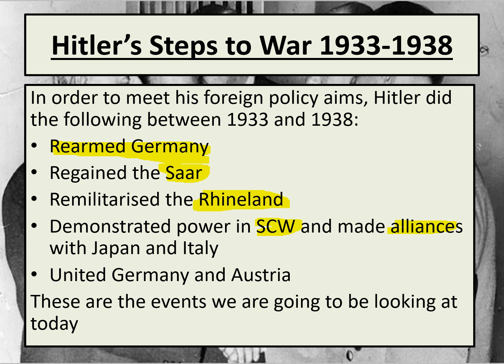And finally, we're going to have a look at the Anschluss and how he united Germany and Austria, something else that had been banned under the territorial arrangements of the Treaty of Versailles. These are our key focuses today. So if you're thinking about setting up flashcards or you're thinking about bits for your revision clock, these are the areas that you need to be writing about today.